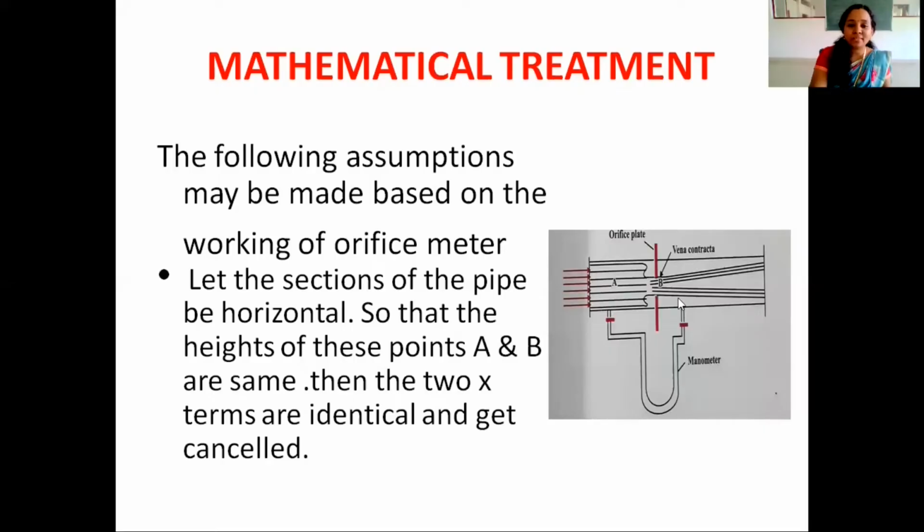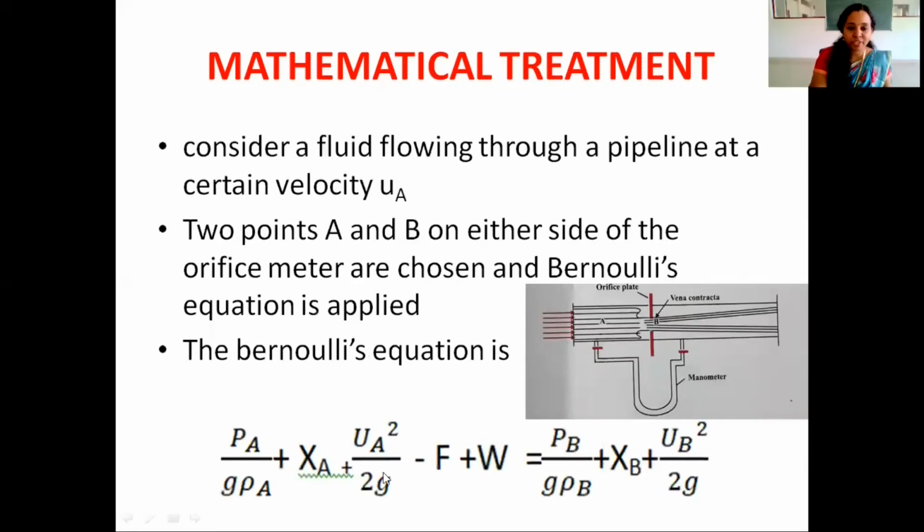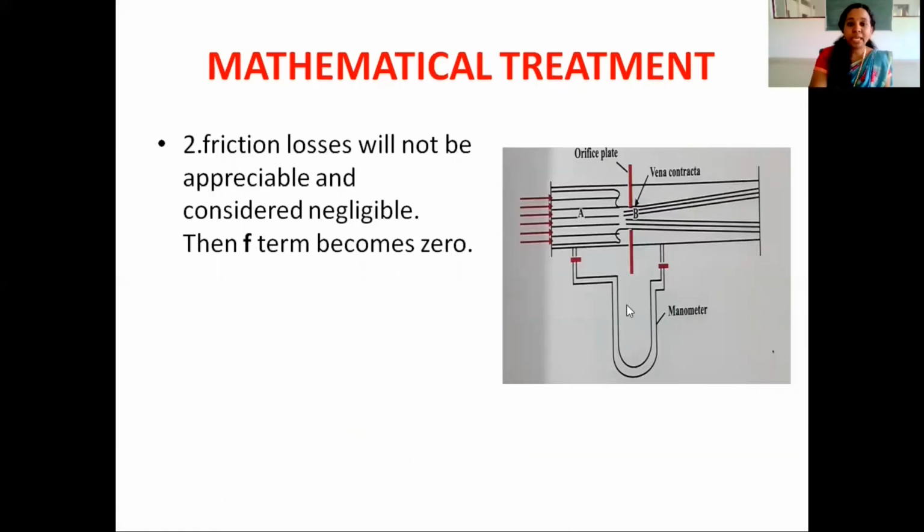Then the 2x terms in the equation are identical and we can cancel those 2 terms. So this is Bernoulli's equation and these 2 terms will be cancelled, because the pipe was placed horizontally, so that the 2 points A and B have the same height from the reference point. In the case of orifice meter, frictional losses are negligible, so we can eliminate that term too.